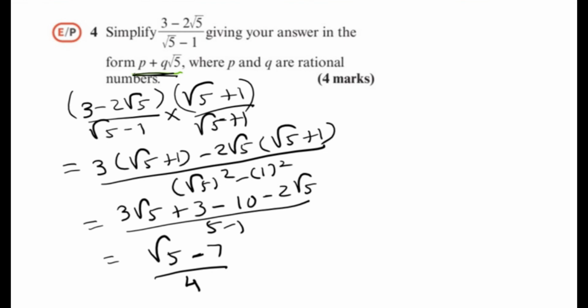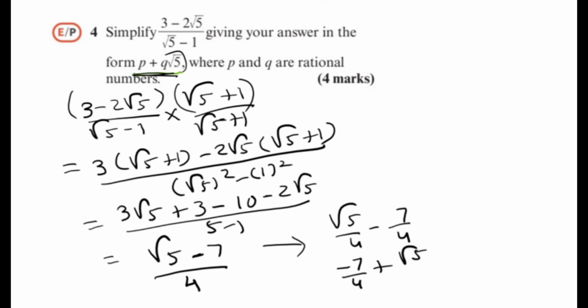But we need it in a p plus q root 5 form. So we have to make the denominator separate. So root 5 over 4 minus 7 over 4. But we need root 5 in the second term, so we can rearrange it. So minus 7 over 4 plus root 5 over 4. And as you can see, p and q are rational numbers. So here minus 7 over 4 is your p, and 1 over 4 is your q. So this is the final answer for this question.